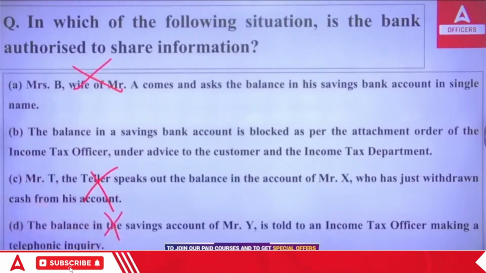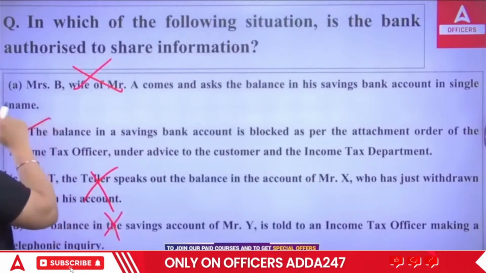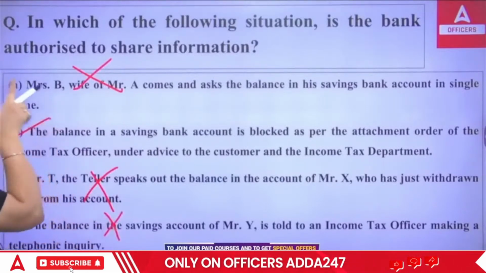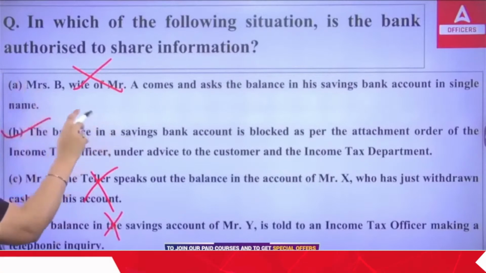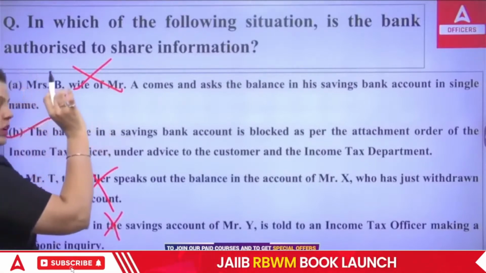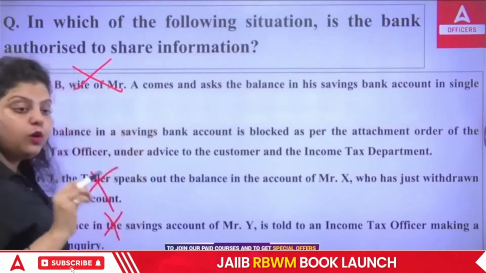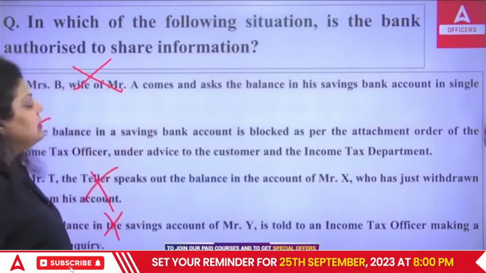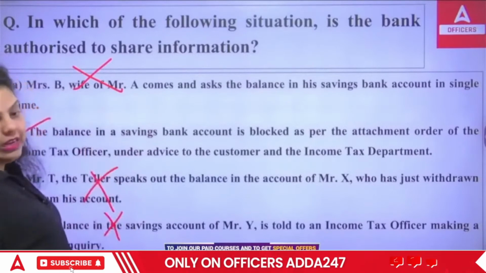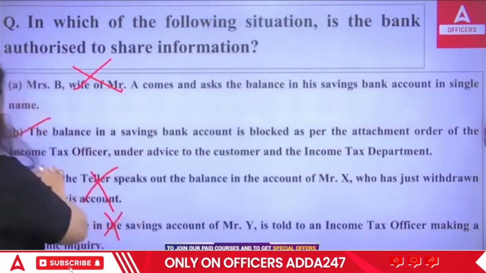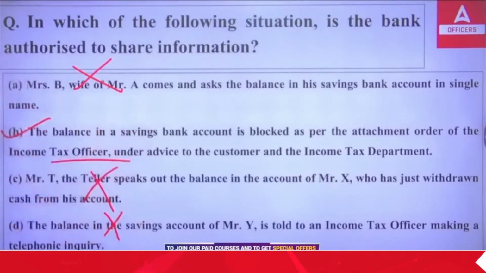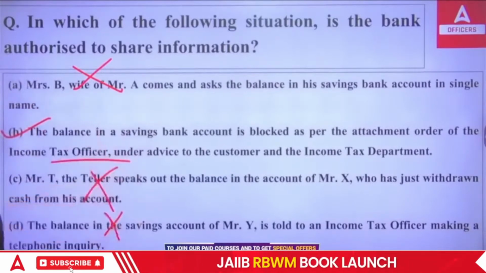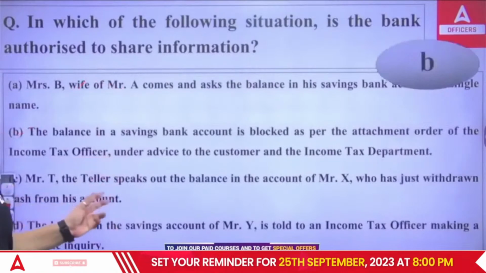Can't do that. The only permission is given to the bank to share the information of the customer without violating the rule of secrecy and confidentiality, in which the balance in the savings account of a customer is blocked as per the attachment order you have received from the income tax officer, under advice to the customer and the income tax department. The right answer is B. Okay.